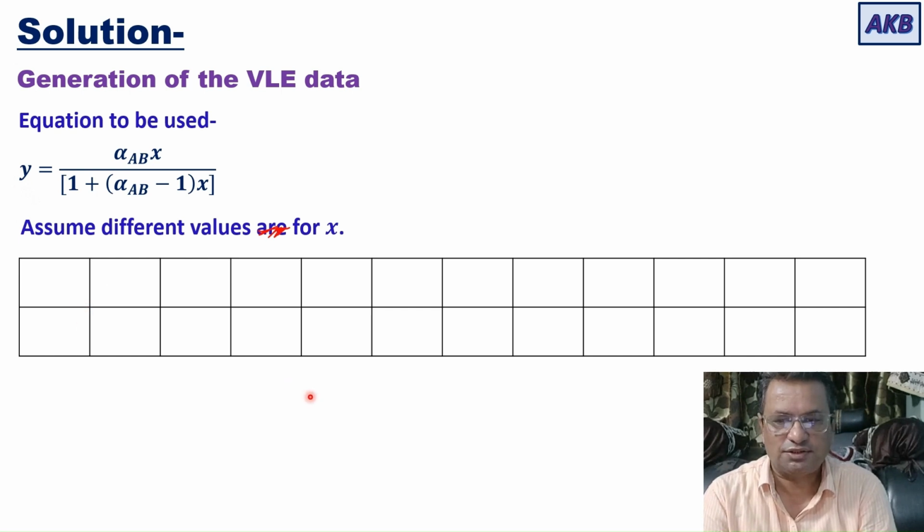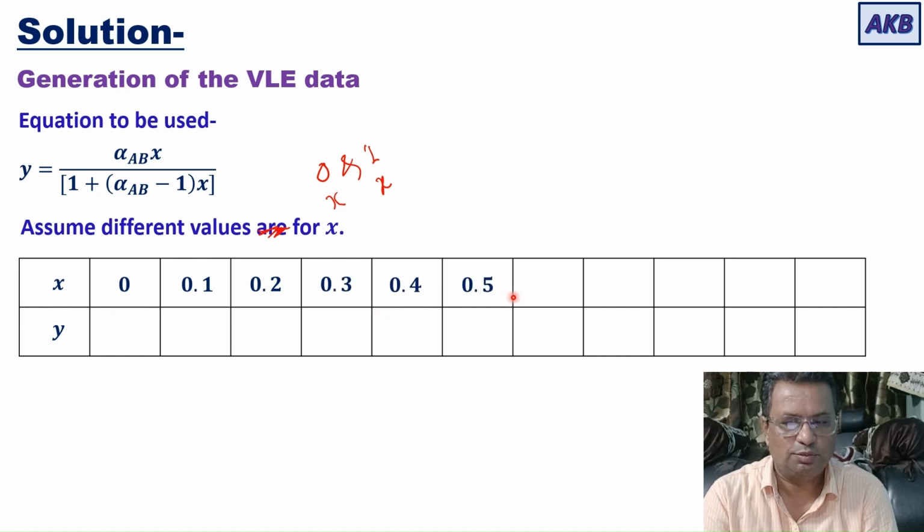What values of X to be assumed? These values will be between 0 and 1. So the minimum value that you can assume for X is 0 and the maximum value is 1. So you need to assume values between these two limits. And the best or the convenient values that can be used in the calculation, I'll show you. So first we will assume the values of X. The convenient values are 0, 0.1, 0.2, 0.3, 0.4, 0.5, 0.6, 0.7, 0.8, 0.9 and finally 1. So these values for X are more convenient to use.